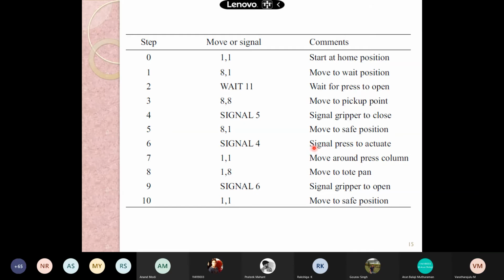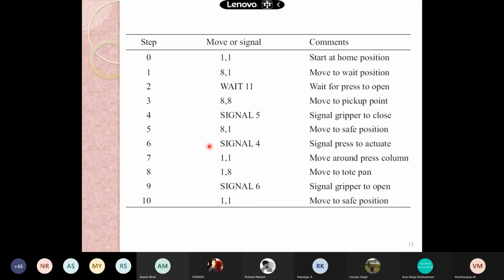Signal 4 is used to activate the gripper end effector, 1-1 moves around the press column, and 1-8 moves to the top pan. Signal 6: the gripper has to open, so as not to drop the debris over the dustpan.